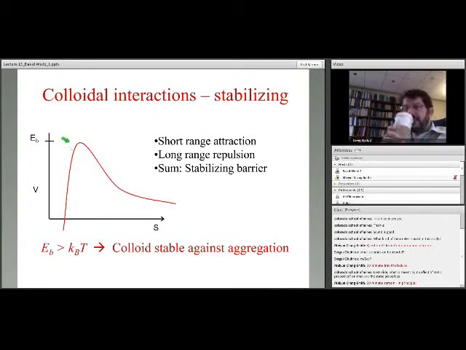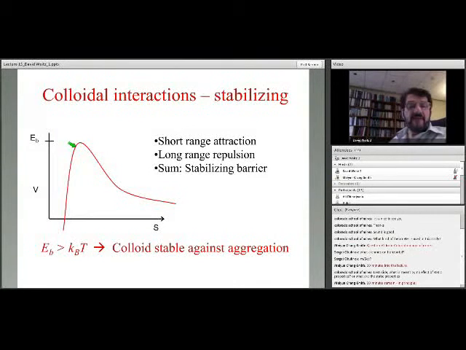So the particles can be stable for very long periods of time, just depending on the height of the barrier. You absolutely need to have this repulsive barrier in order to retain the colloidal stability.